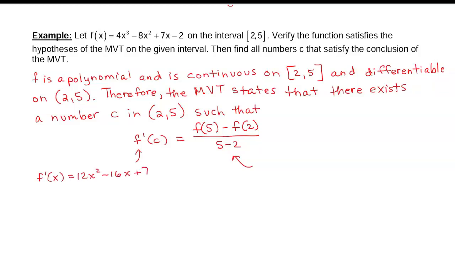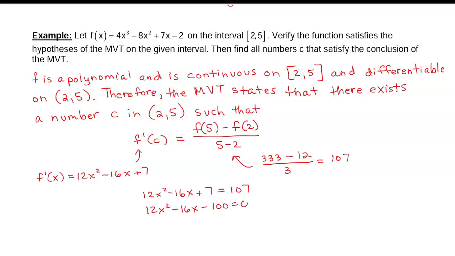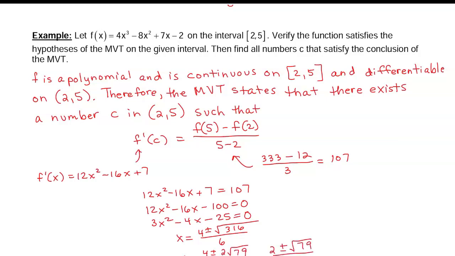The value of this slope is 107. So I'm going to let the derivative be equal to 107 and solve for x. The two answers are about 3.6 and negative 2.3. Only one of these answers is in the interval 2 to 5. That would be 3.629.